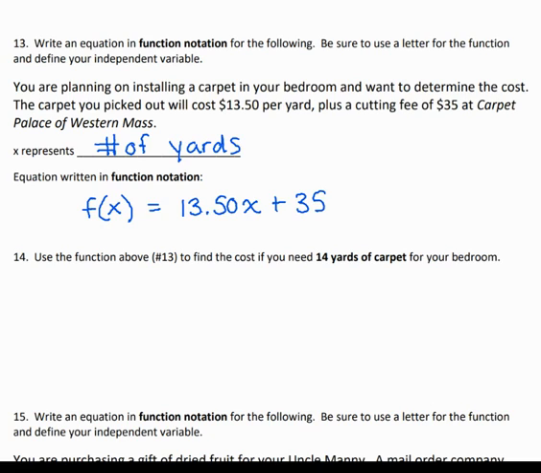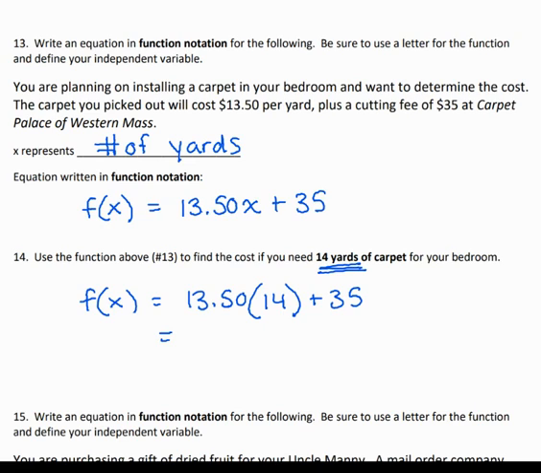Okay, so 14 says use the function to find the cost for 14 yards. Well, we said x is yards. So what does that mean? Am I plugging in 14 for f of x or for x? For x. Good. So this is going to be f of x equals 13.50 times 14 plus 35. I'm looking for the cost. I know the yards. Yards we said was x, so that's why I plugged it in for x. Very similar to those problems that we used to always do.